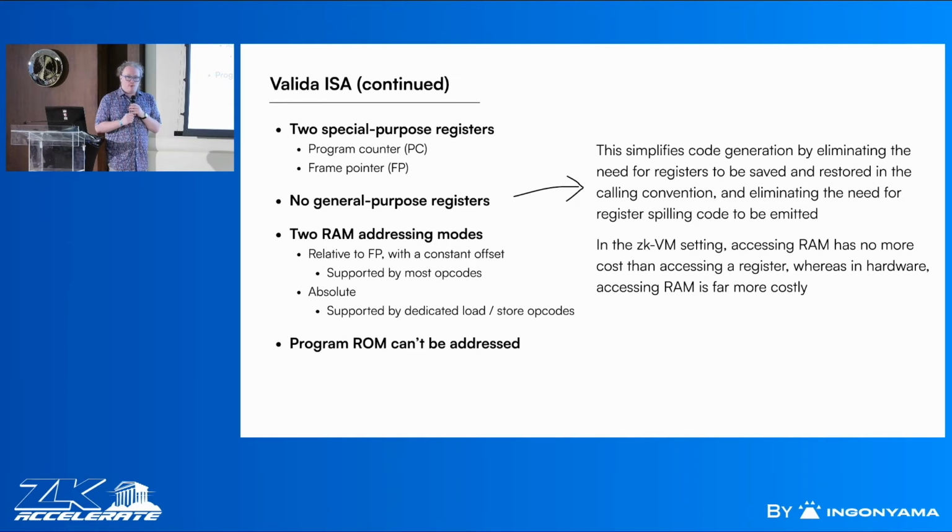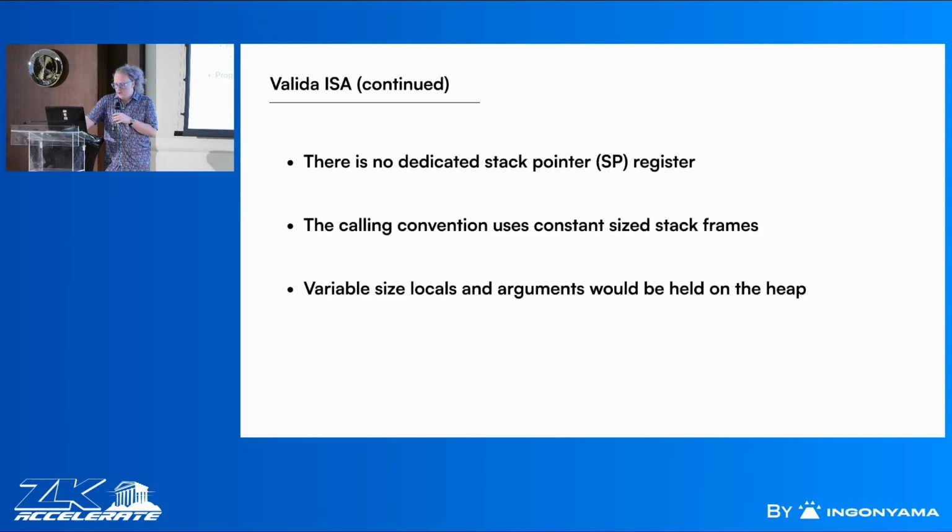We do have two registers, the program counter and frame pointer. The first tells us where in memory the next instruction lives. The second says where in memory the local variables live. We can address RAM in an absolute or relative manner. Most instructions use relative addressing, but load and store opcodes use absolute. Yeah, there is no stack pointer. So we change a little bit the low-level calling syntax of functions so that things are constant sized and anything else just goes onto the heap.